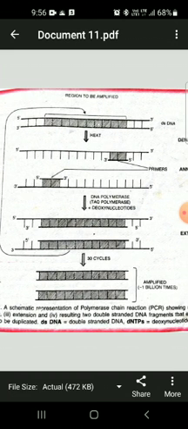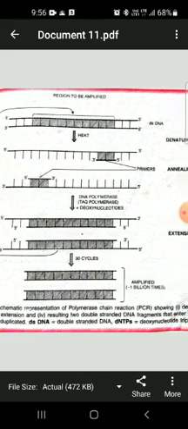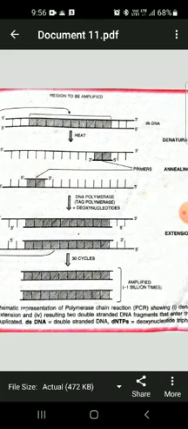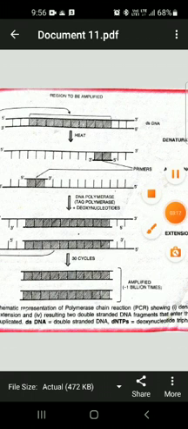A restriction enzyme is applied to cut DNA, and progress can be assessed by gel electrophoresis. We have discussed previously the experiment on gel electrophoresis. After cutting the foreign DNA and vector DNA using restriction enzyme, ligase enzyme is added, resulting into formation of recombinant DNA or hybrid DNA.